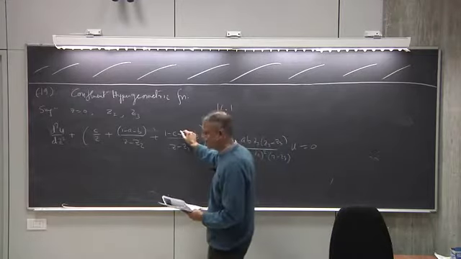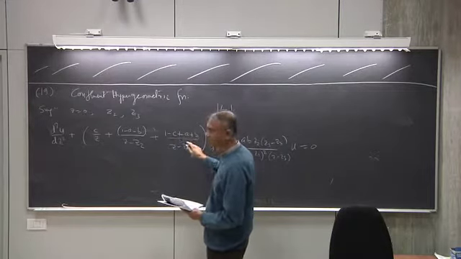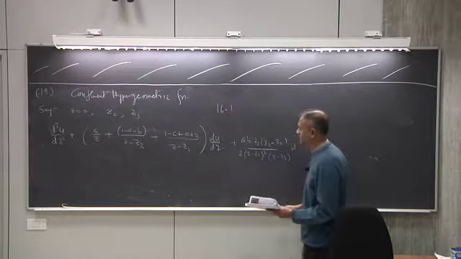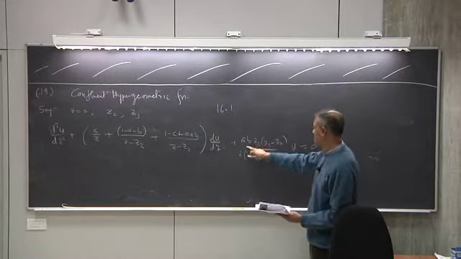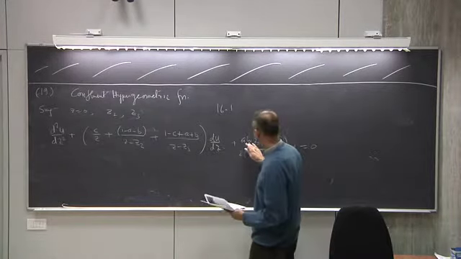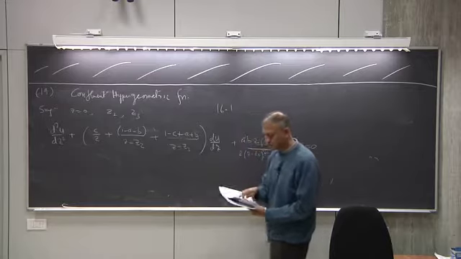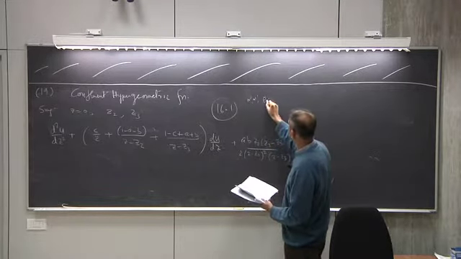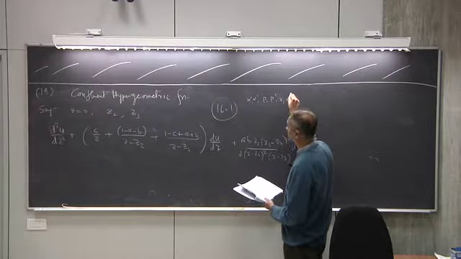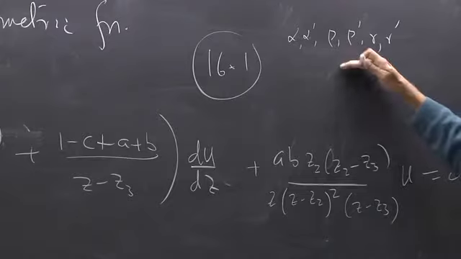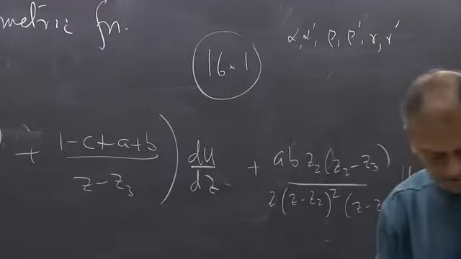1 minus c plus a plus b, probably. It must be that. So then this will satisfy that equation. But please also check this term, and this term also. You should be able to get both these things by choosing parameters. In 16.1 you had this alpha, alpha prime, beta, beta prime, and gamma, gamma prime. And you should be able to do it.